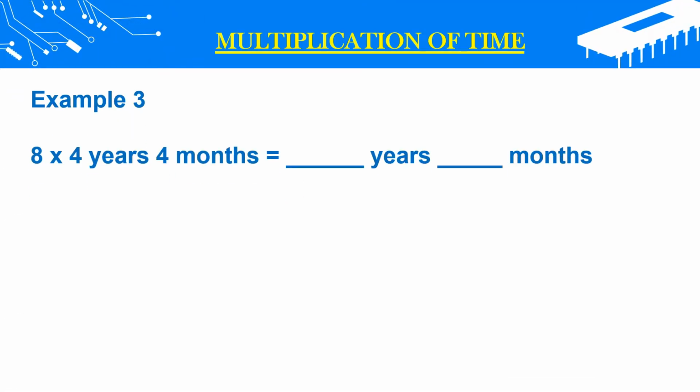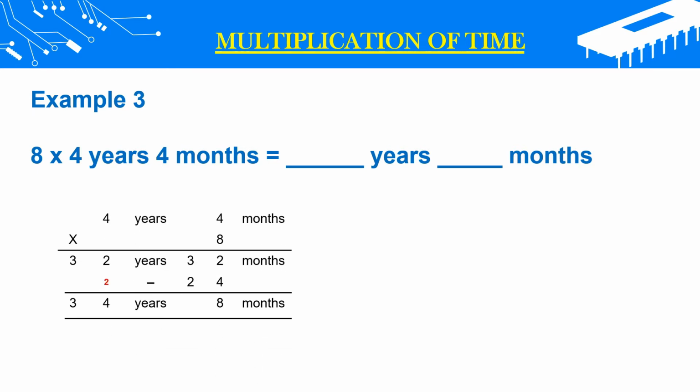Example 3. 4 years and 4 months multiplied by 8. Again, we're going to multiply this separately. 4 times 8, 32 months. Another 4 times 8, 32 years.